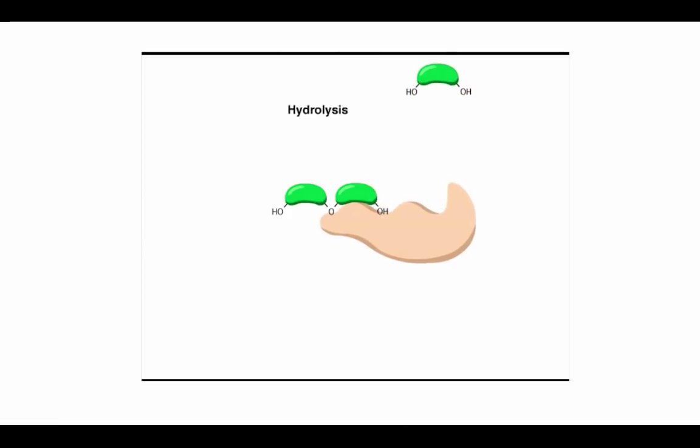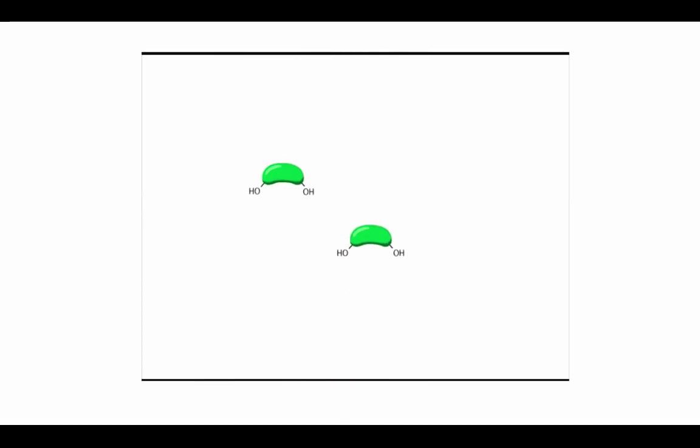When it comes to breaking these down, enzymes are going to be used again to bring these together, and a water molecule is going to be used to add two hydrogens and an oxygen to those two monomers to take the water from the environment, and we call this hydrolysis.